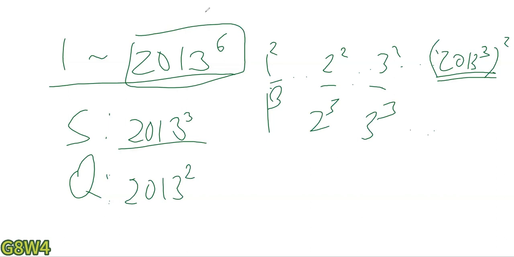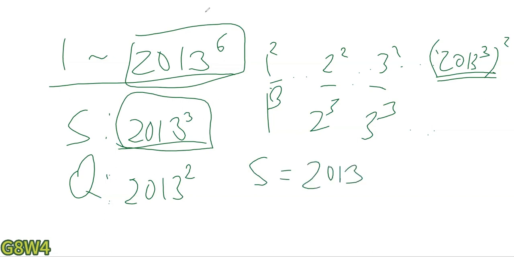S is not equal to Q, so cross A out. 2S equals 3Q. That's not true either, because okay, let's just write it out. Since this is 2013 to the power of 3, S equals 2013 times Q. Because 2013 to the power of 2 times another 2013 is equal to 2013 to the power of 3. So that means the answer is D.